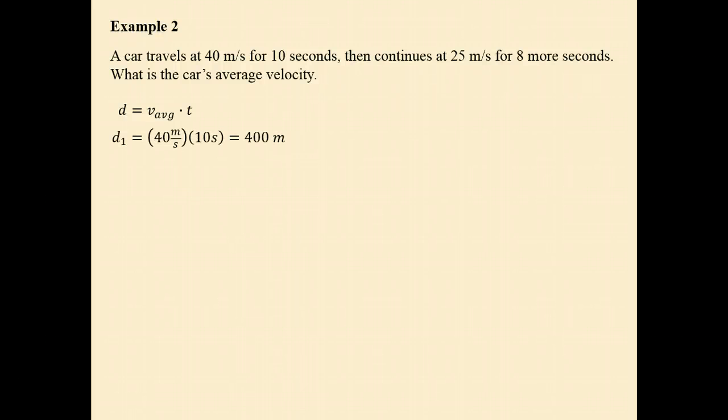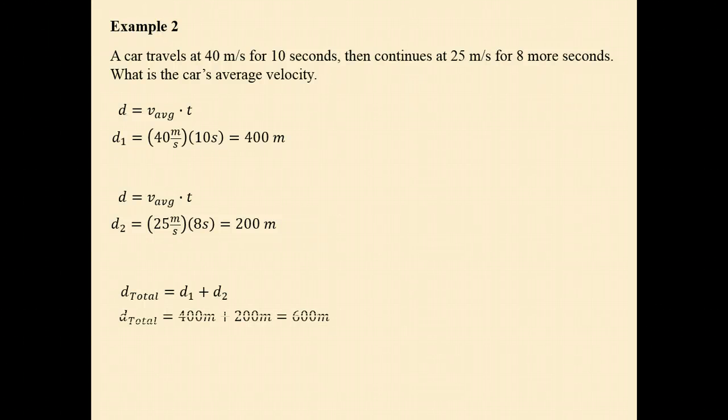So in the first part of the trip, he travels at 40 meters per second for 10 seconds. So the first part of the trip, he will cover a total displacement of 400 meters. During the second part of the trip, he travels at 25 meters per second for 8 seconds, or he'll cover a total displacement of 200 more meters, both going in the same direction. So the total displacement traveled during this trip is the sum of the 2 individual legs of the trip, or 600 meters total.